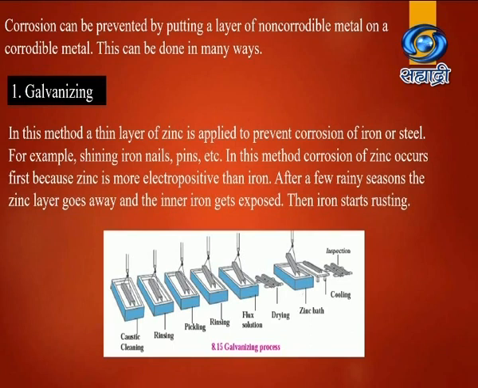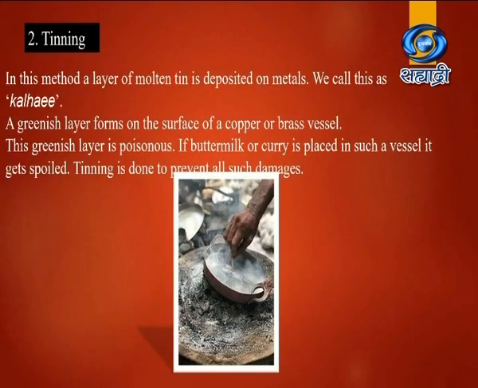In this method, corrosion of zinc occurs first because zinc is more electropositive than iron. After a few rainy seasons, the zinc layer goes away and the inner iron gets exposed. Then iron starts rusting. The next process is tinning.